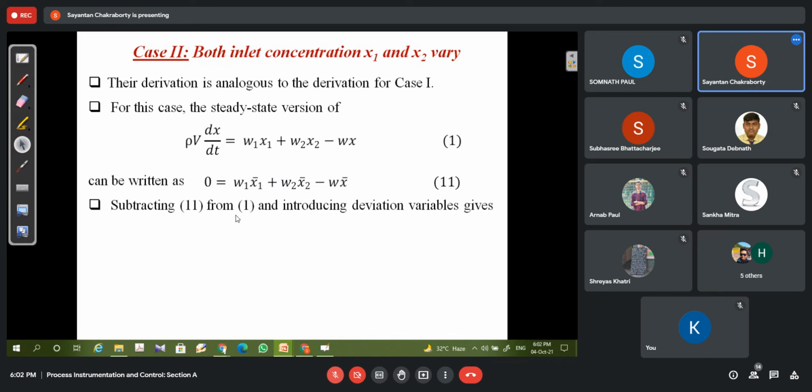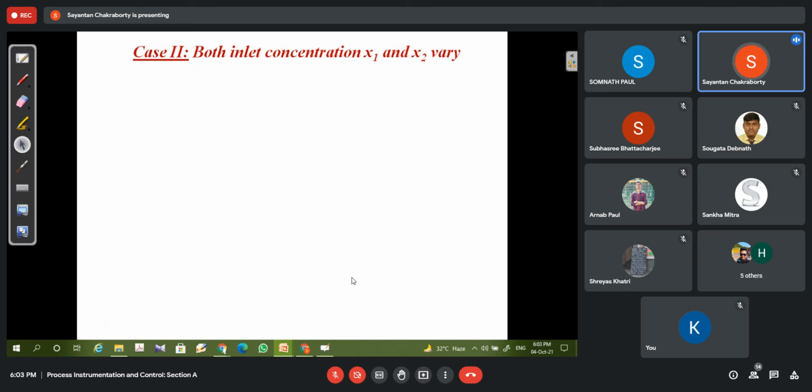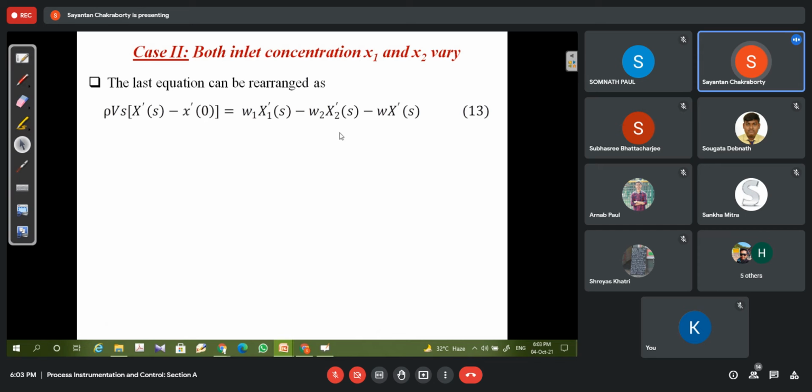How? Now just subtract 11 from 1, and you get this. So all these deviation variables are there. Following the same analogy, take the Laplace transform. So this dx by dt can be simply written as dx prime by dt. We've already seen that, so make that correction and take the Laplace transform. So this will be the Laplace transform: rho V s x prime of s minus x0. So both the equation can be rearranged in this form.